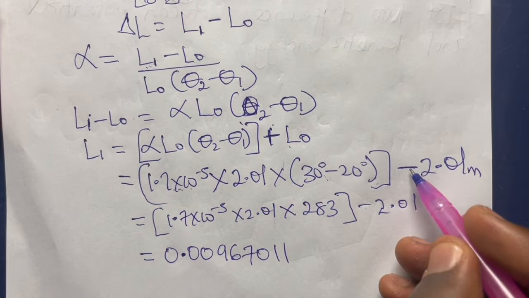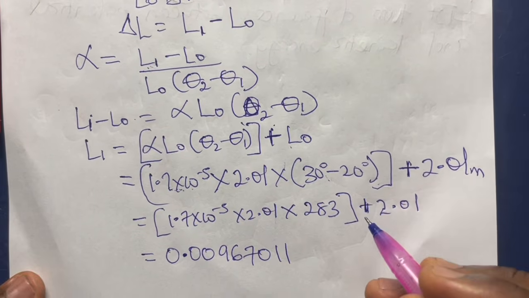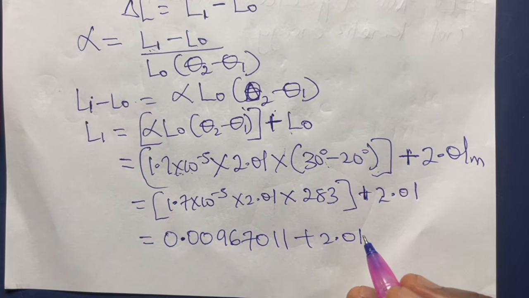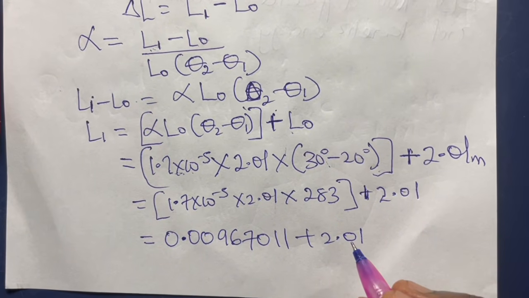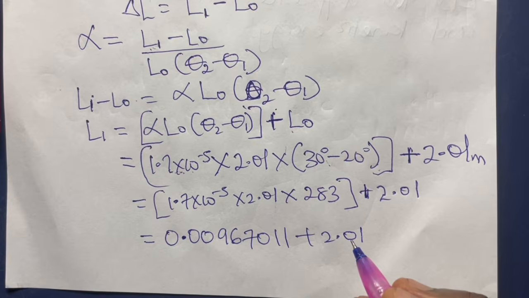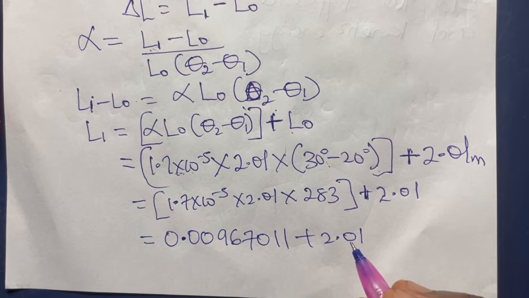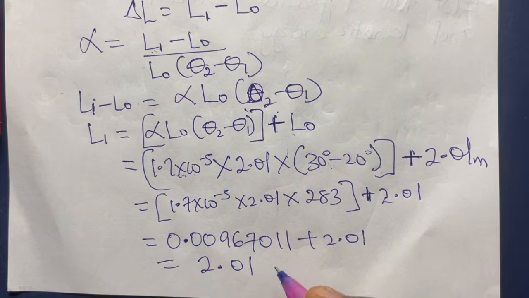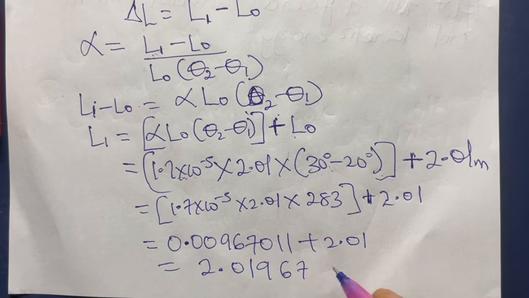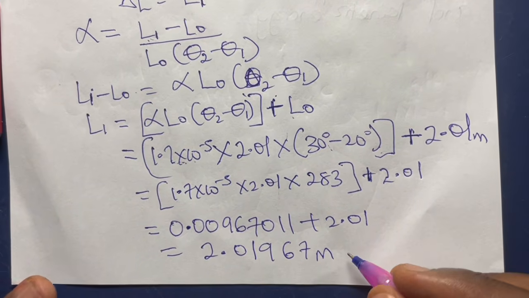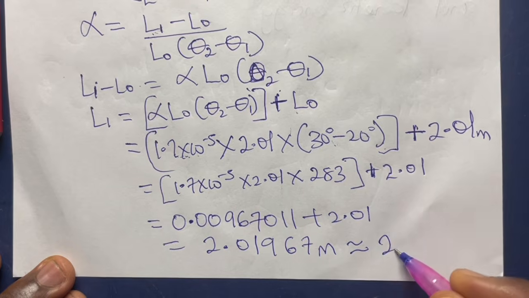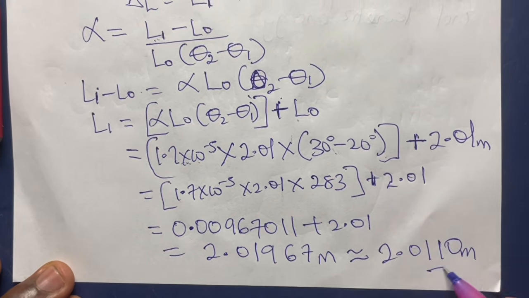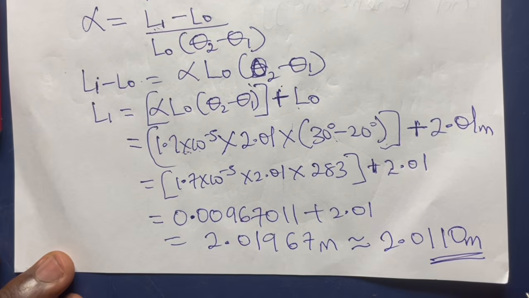So here is going to be plus 2.01. By the time I add this with my calculator, plus 2.01, that gives me 2.01967 meters. So approximately, that's 2.0110 meters. Yeah, that's about that.